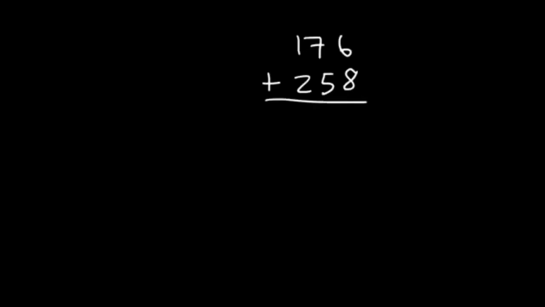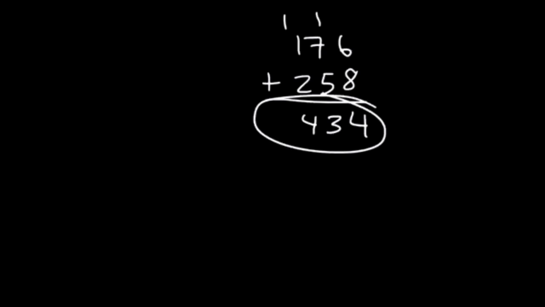And of course, it's always good to review the old techniques. You can always add it by hand. 6 plus 8 is 14. Carry over the 1. 1 plus 7 is 8, plus 5, that's 13. Carry over the other 1. 1 plus 1 plus 2 is 4. So you can confirm your answer using that method as well.